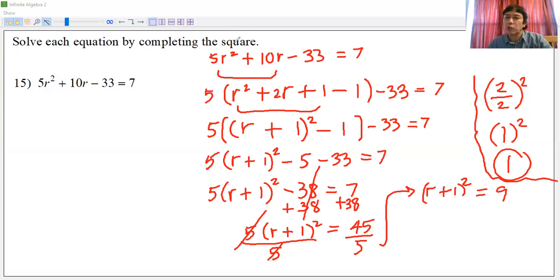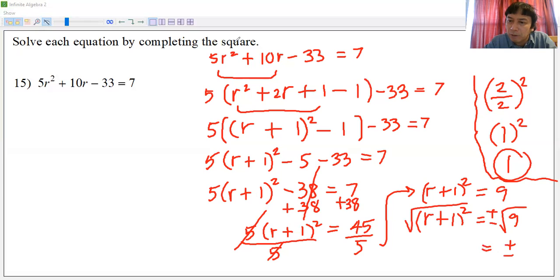Now we apply the square root to both sides. R plus 1 squared. This is 9. Take the square root there, take the square root here. This is plus or minus. And so the square root of 9 is 3, so we have plus or minus 3. And the left side is r plus 1.